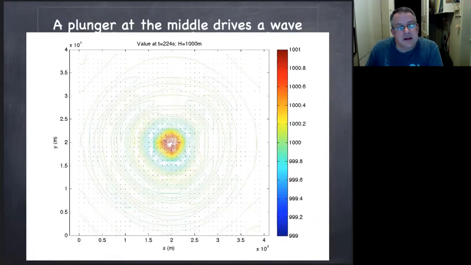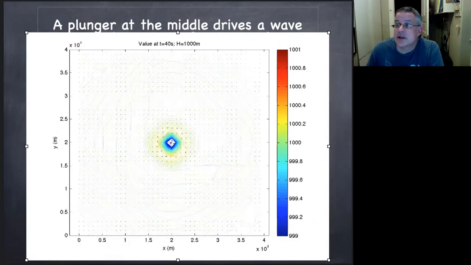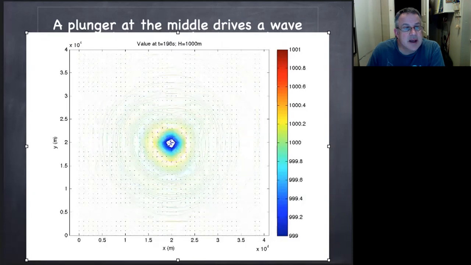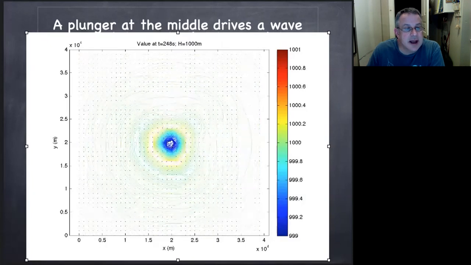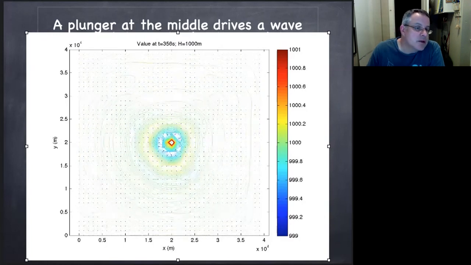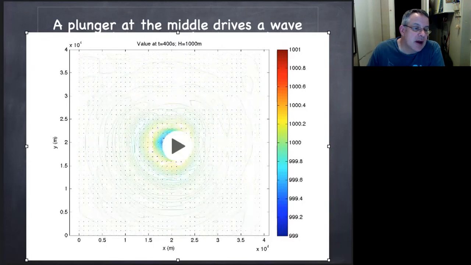All right, so here is the last set of movies I want to show. This is a plunger, the middle, where I'm just making a sea surface height anomaly by driving a plunger. And you can see that the wave crests and troughs are propagating in and out from my little plunger. Looks nice. Circular waves propagating out. That probably makes sense to you.